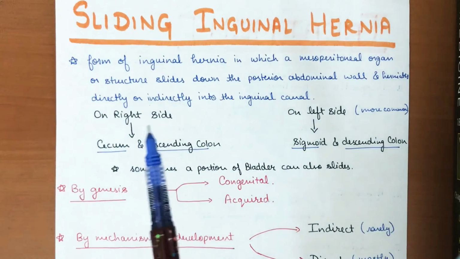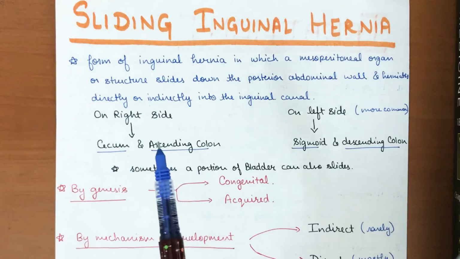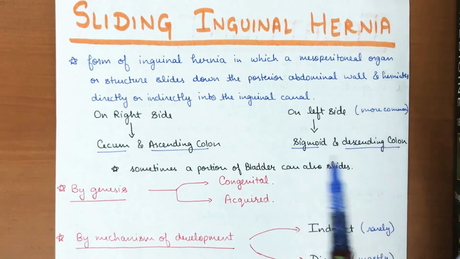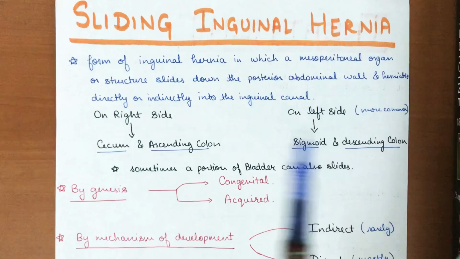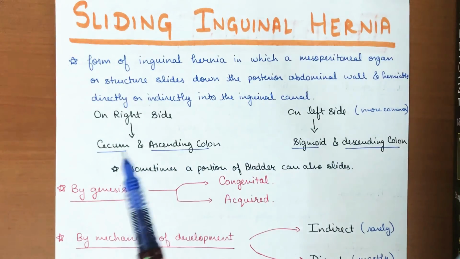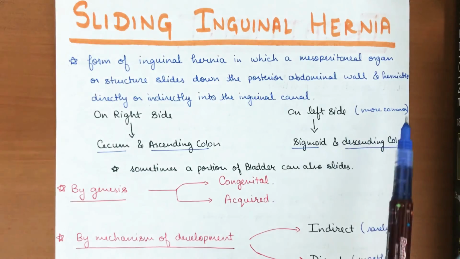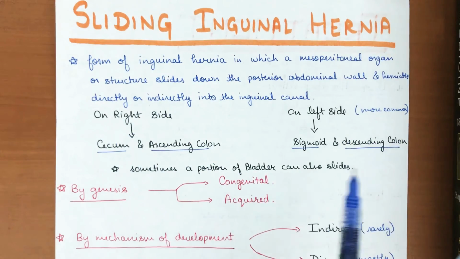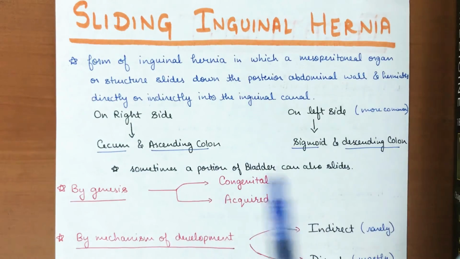If it is present on the right side, then in most cases the cecum and ascending colon will be involved in the hernial sac, while if it is present on the left side, then the sigmoid colon and descending colon will be involved. This is the main difference between the hernias on both sides. The left side is quite a bit more common compared to the right side, and sometimes a portion of the bladder can also slide through this part.